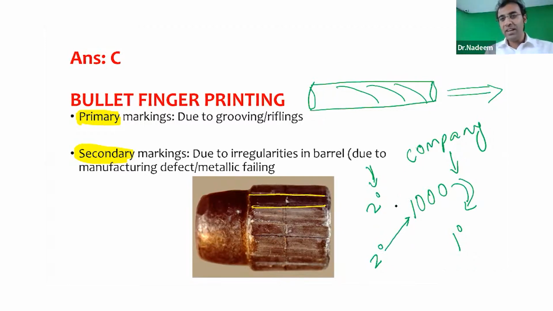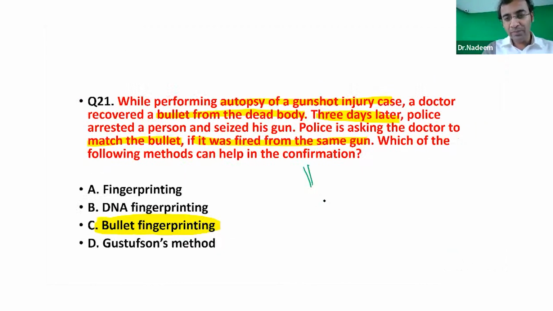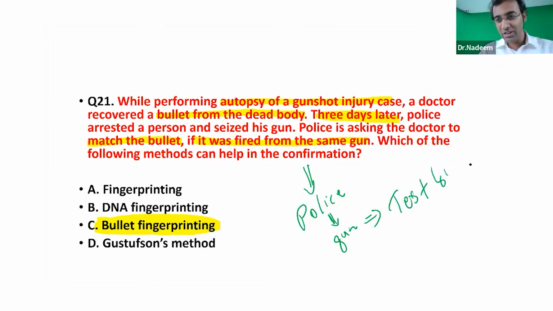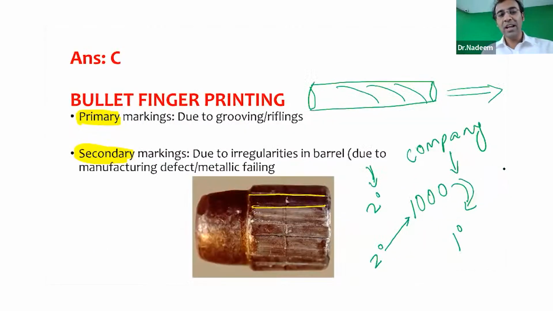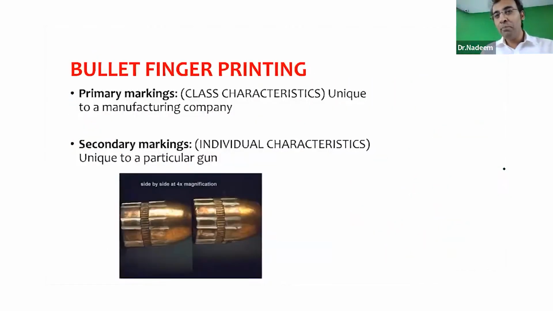So what's happening here? When the police has given you one gun, you are going to fire that gun again. That bullet will be called the test bullet. One will be the test bullet, the second will be the murder bullet. Now you have to check the secondary markings on both bullets.